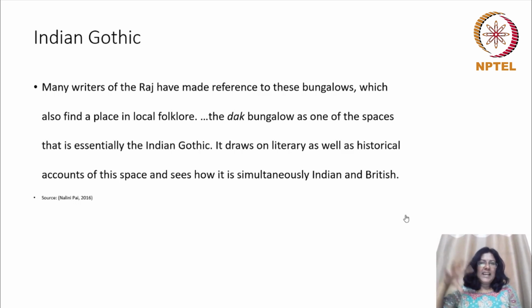And you can see how the narrative seems to suggest that it is the occupants who have turned this place Gothic, who have transformed this place into a place of strangeness and eeriness. So that interpretation can also be brought out. The dark bungalows are the equivalent to the Gothic castles that we find in the Western narratives of the Gothic, and there is also an understanding that dark bungalows are also referred to in local folklore.